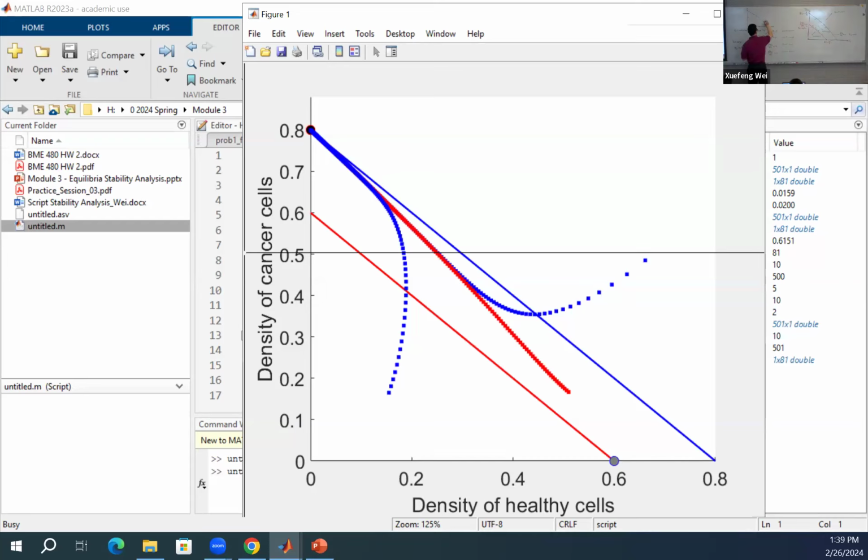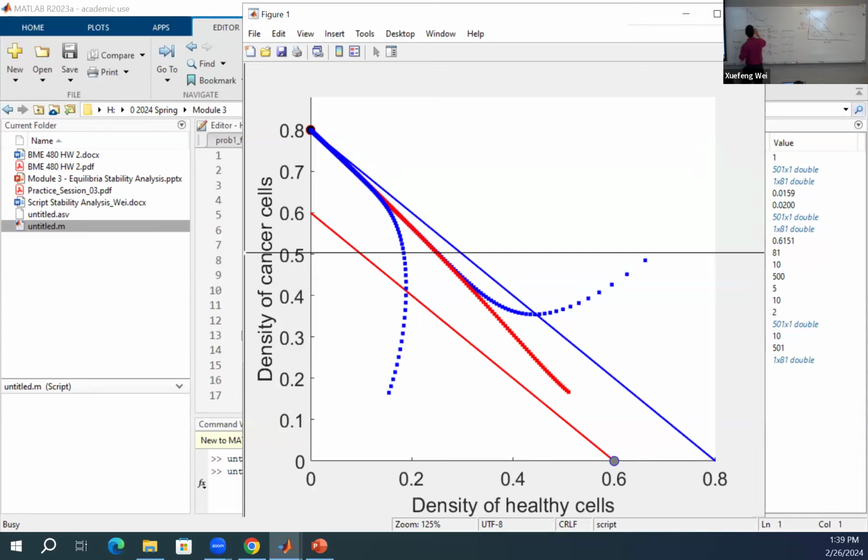If I start here, it's going to move until it crosses the line horizontally, and then northwest, it's going to go here. This is the trajectory. When they cross this line here, it has to cross horizontally. Once they cross this red line, it crosses vertically.